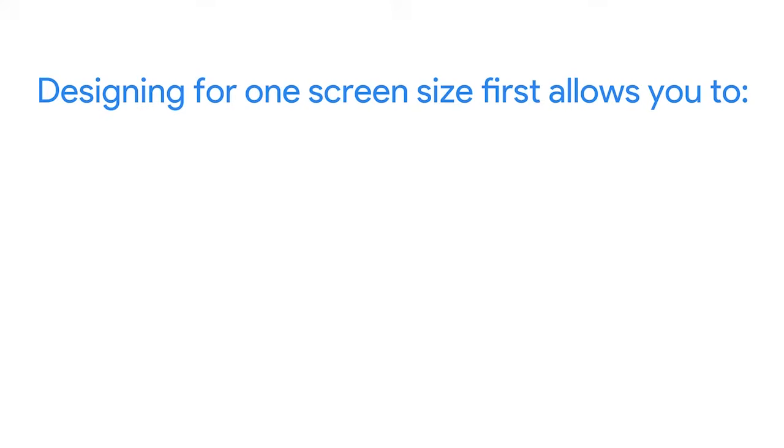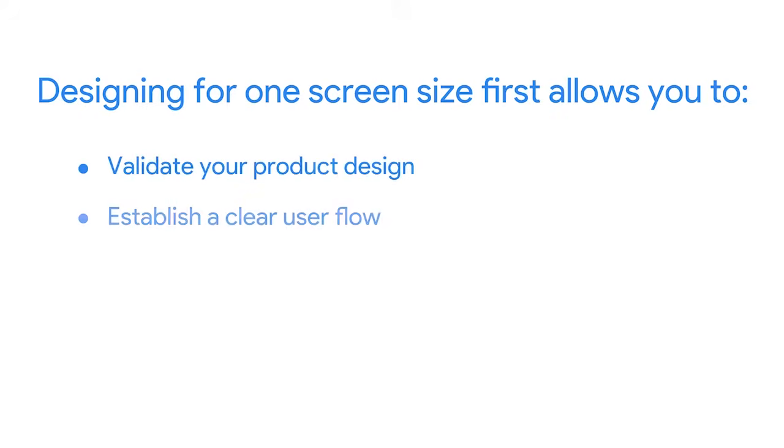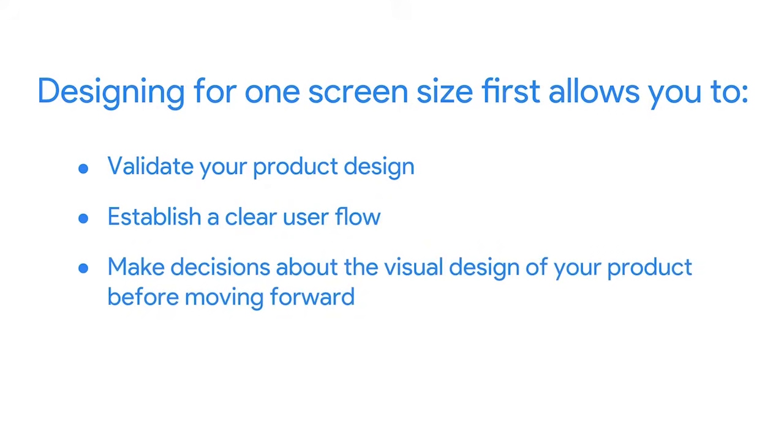Scoping out the competition can help you start to come up with creative solutions for your problem statement. Before you get too far into the ideation phase, you need to make a decision about which device or screen size you'll design for first. Why? Well, most designers prefer to start designing for one device or screen size and get that design through the high-fidelity prototype stage before moving to a second device. Designing for one screen size first allows you to validate your product design, establish a clear user flow, and make decisions about the visual design of your product before moving forward. The insights you gain from working on the first device will enhance your designs for the second device.